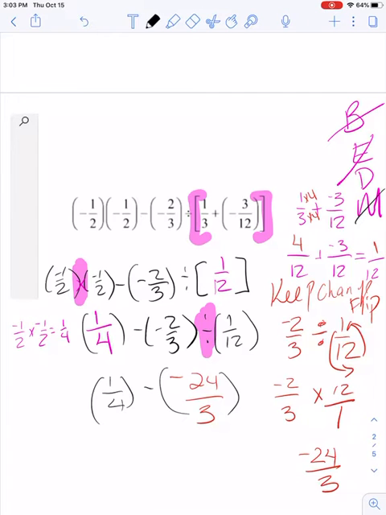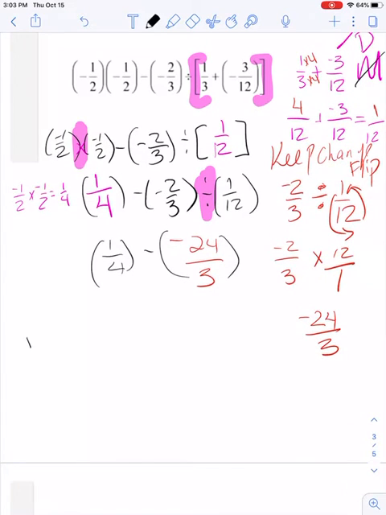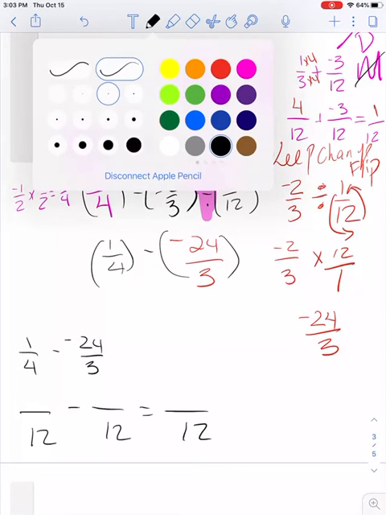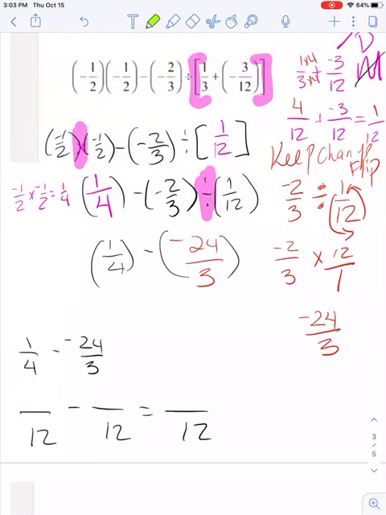So now I have a subtraction of fractions. 1 over 4 minus negative 24 over 3. We need a common denominator. We use 12. Times 3, times 3, times 4, times 4, negative 96. 3 minus negative 96 gives us positive 99 over 12.